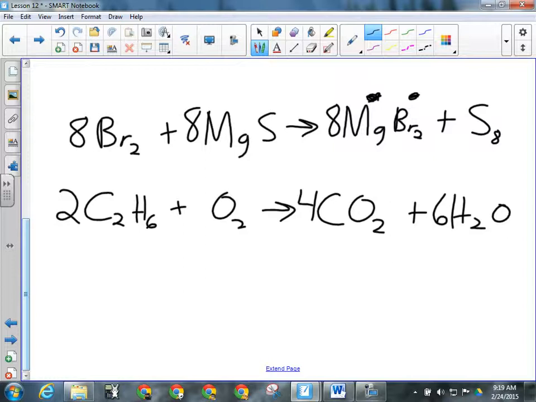6. Now I've got to count up my oxygens. 4 times 2 is 8, and 6 more is 14. So what times 2 will give me 14? 7. So there's those little things, and that's why we spend so much time practicing reactions, is there's just those little rules, little exceptions that we have to kind of commit to memory.